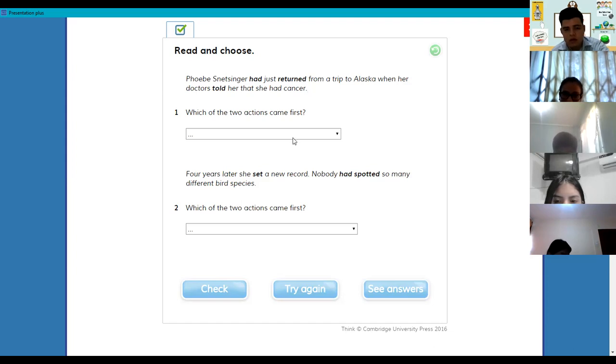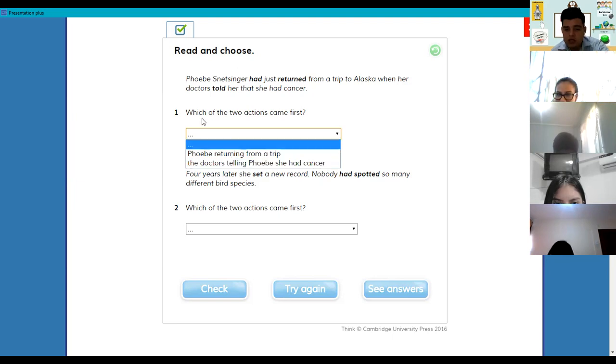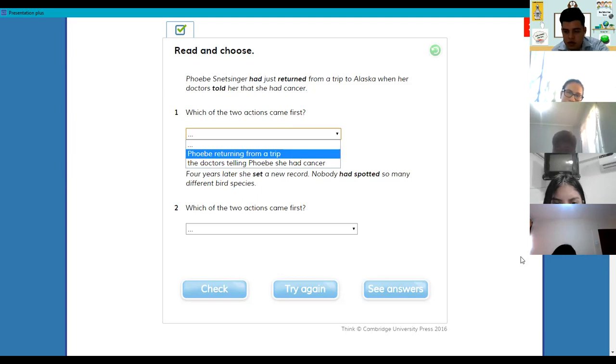Now the question number one: which of the two actions came first? We have to answer: returning from a trip, or the doctors telling her she had cancer. Which of the two actions came first, according to this sentence? Over here we use past perfect and we use past simple. What situation happened first? Mr. Juan Aspiazu.